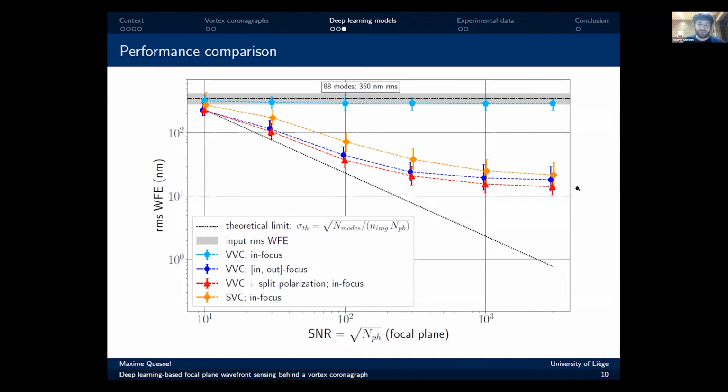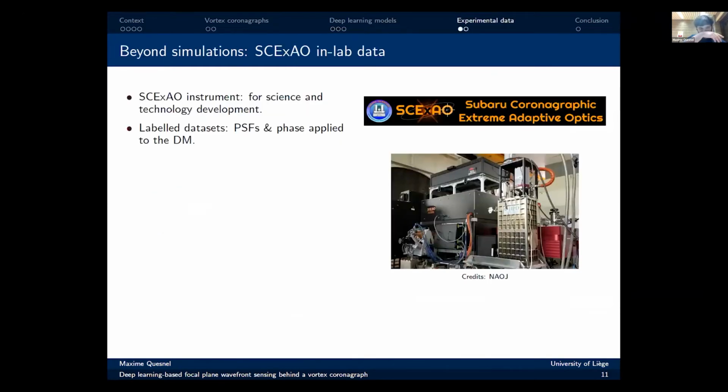So this was a bit about what we can get using simulations based on this approach, using the vortex coronagraph. But I also want to talk quickly about some other work we have been doing in parallel, which is using experimental data, and in particular with the SCExAO instrument. The SCExAO team provided us with some labeled data sets, so the PSF, but also the phase applied to the DM, which is not necessarily the real phase in this case.